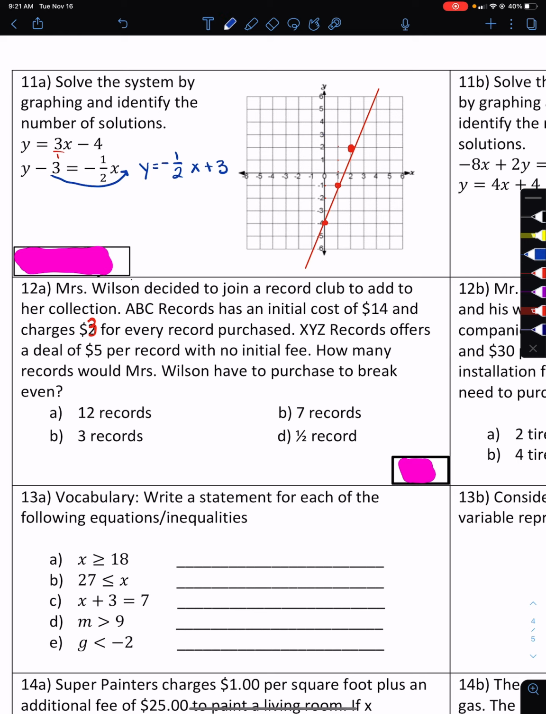It starts at positive 3 and has a slope of negative 1 over 2. So down 1, right 2, down 1, right 2. Okay. They asked us to determine how many times these two lines intersect. They intersect at 1 point, so there is one solution, and that solution is at (2, 2). All right, try 11B. Remember to first get both equations in slope-intercept form.